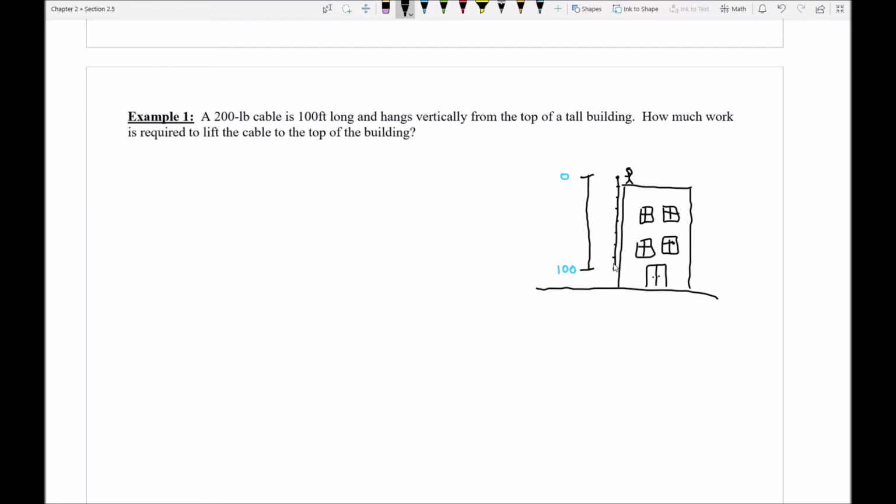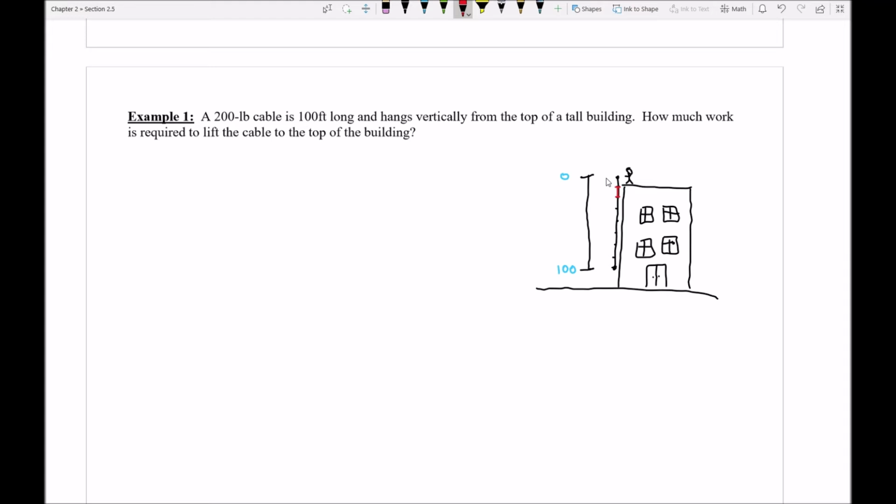And instead of finding the amount of work to lift the whole cable, I'm going to try to figure out how much work it takes to move just one section of cable. So let's suppose, for the sake of argument, that I'm going to focus on this little section of cable right here. Now, I'm going to have to measure a couple things about that cable. I'm going to probably have to measure how much force I need to apply to that cable to get it to move, and ultimately how far I need to move that cable.